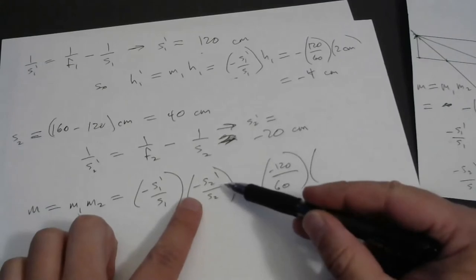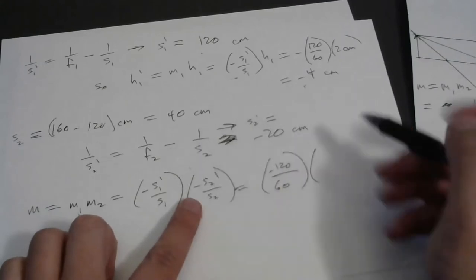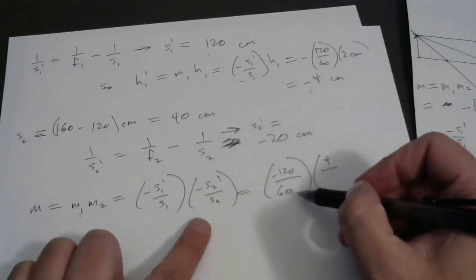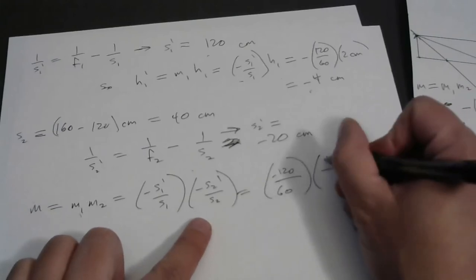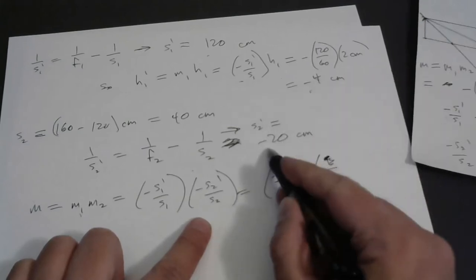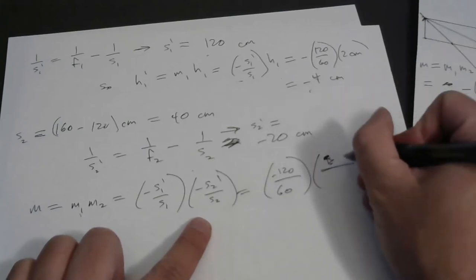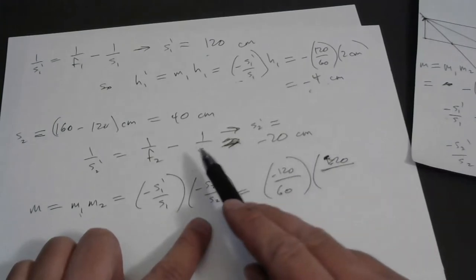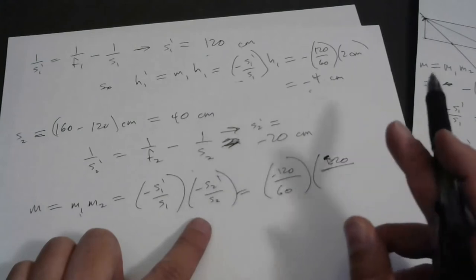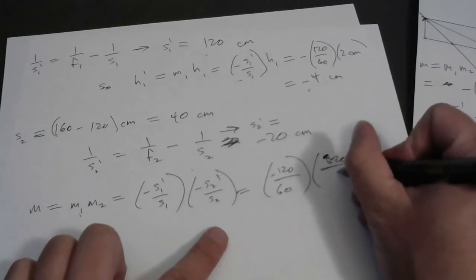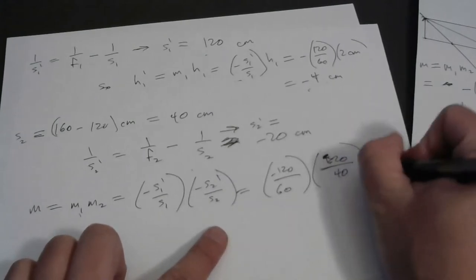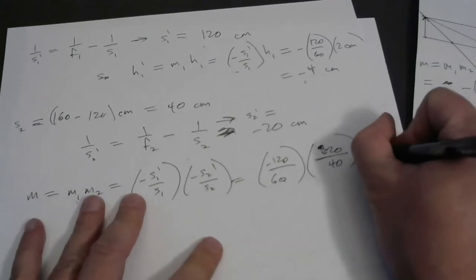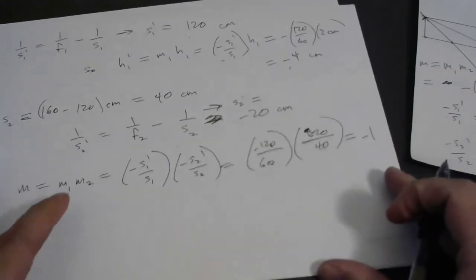And then the final image distance was negative 4. So negative negative would be positive 4 over, wait a minute, I'm screwing this up. I'm sorry, that's the height. It's negative 20. So negative negative would be a positive 20. This is 20 here over. And what's the object distance for the lens 2? That would be the 40 centimeters. Okay, so negative 2 times 1/2 is indeed negative 1.